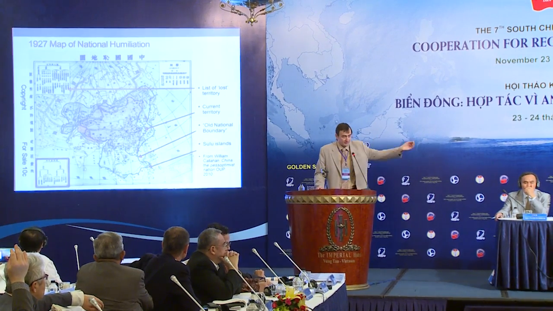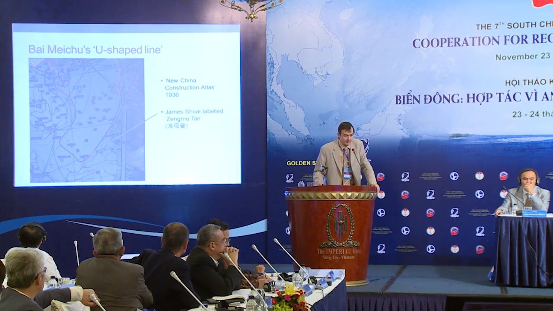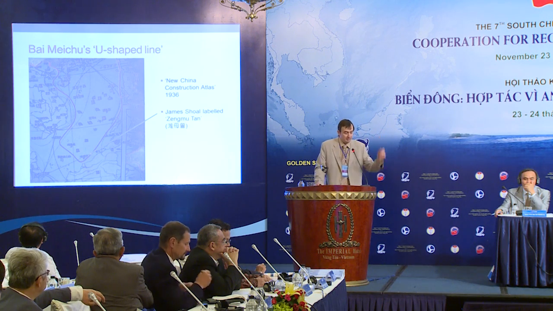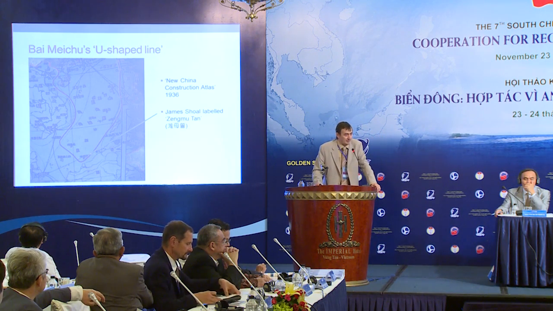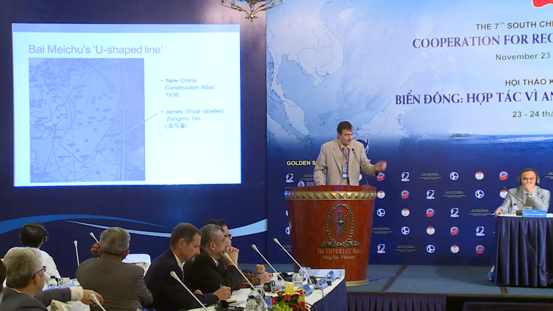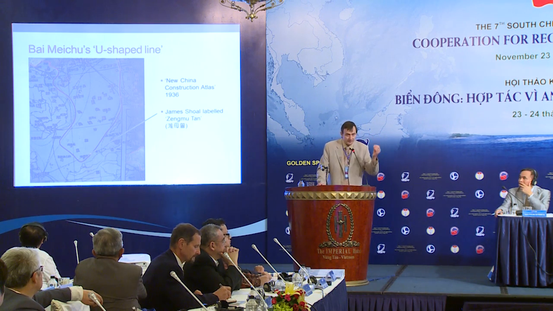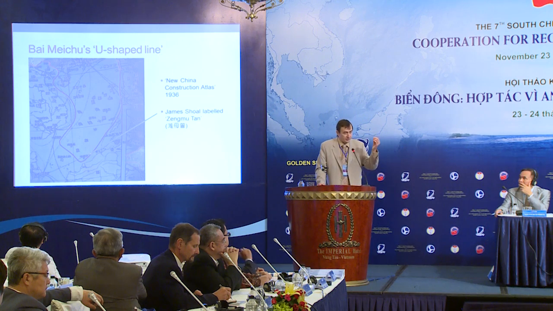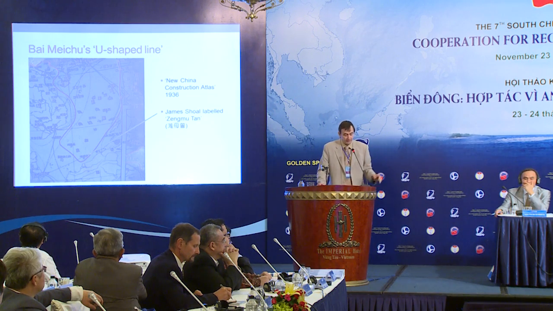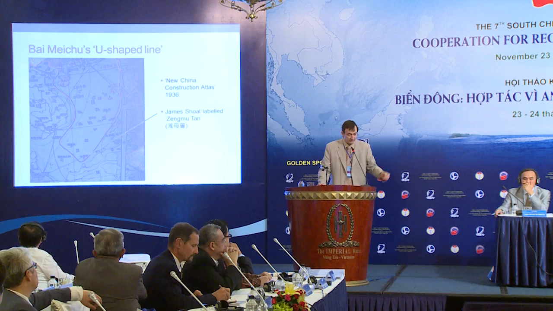These were dreamers, people like Bai Meichu, the founder of the China Geographical Society. And in 1936, Bai Meichu took a British map, and he translated the names into Chinese, and he drew a line around it, suggesting that this was China's historic claim. Unfortunately, when he translated the names, he made some mistakes. So the James Shoal in the southern part of the sea became the Zhengmu Tan. Zhengmu is simply JM, the English name, James, transliterated into Chinese.